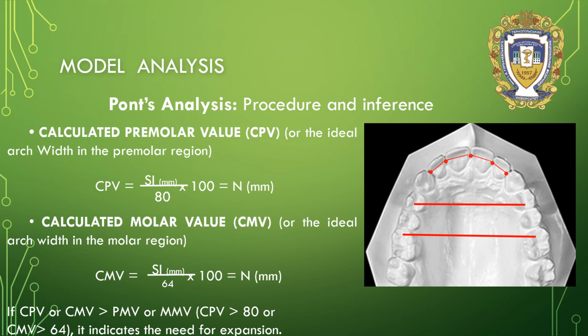And in case the calculated premolar value or the calculated molar value is more than the normal value, more than 80 for the CPV or more than 64 for the calculated molar value, it indicates the need for expansion.